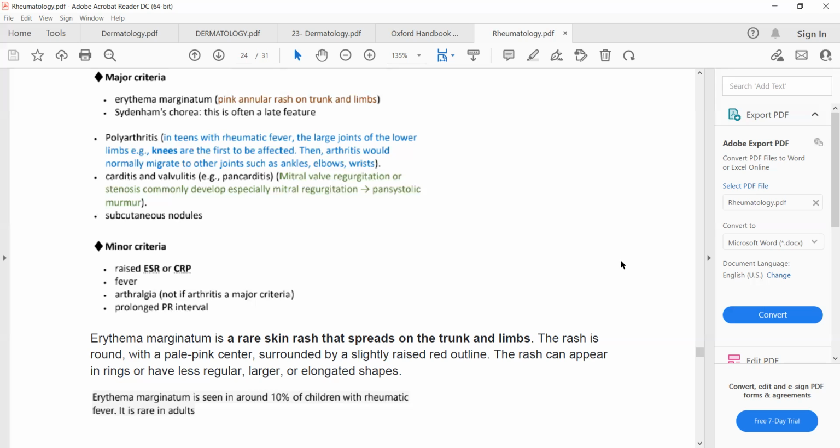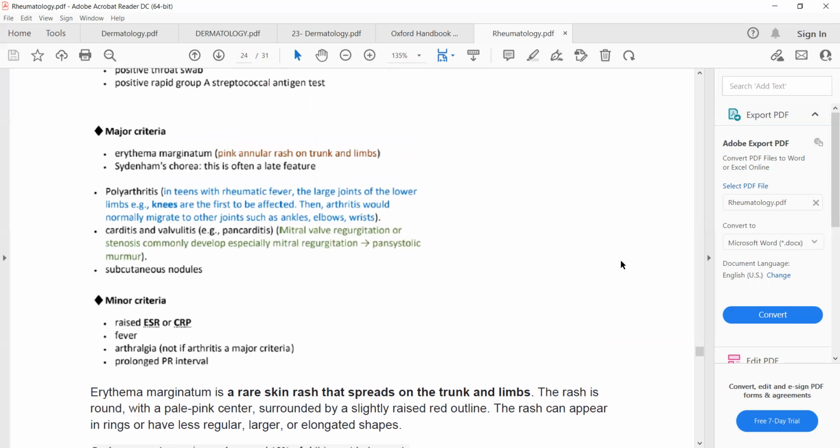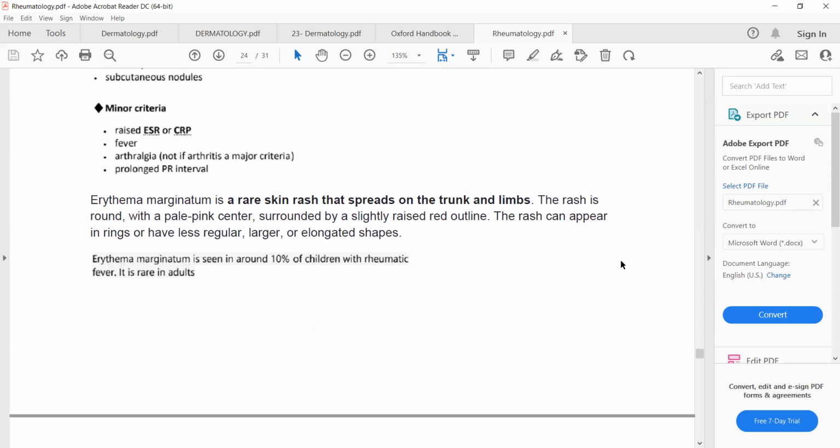Arthritis is inflammation, and arthralgia is simple joint pain. In arthritis, because of inflammation, there will be joint swelling, while in arthralgia, there will be no swelling but only pain. So fever and arthralgia are the minor criteria that are based on the signs and symptoms. And the minor criteria that are based on lab investigation include raised ESR and prolonged PR interval. So this was the major and minor criteria for the diagnosis of rheumatic fever.